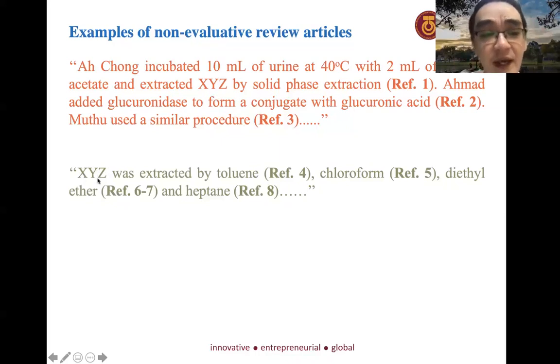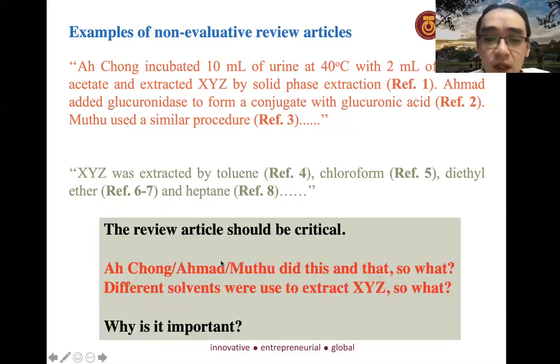Then the second one: XYZ was extracted by toluene, chloroform, diethyl ether, and heptane, with different references, and so on. So let's say you are just doing compilation, what will you do? You have 100 papers, then you just continue: heptane, methanol, ethanol, and so on. So this is basically just compilation. You are able to compile, but you are not able to perform an analysis. The review article should be critical. The statement here, Achong, Ahmad, Mutu, this and that. So what? Different solvents were used to extract XYZ, so what?